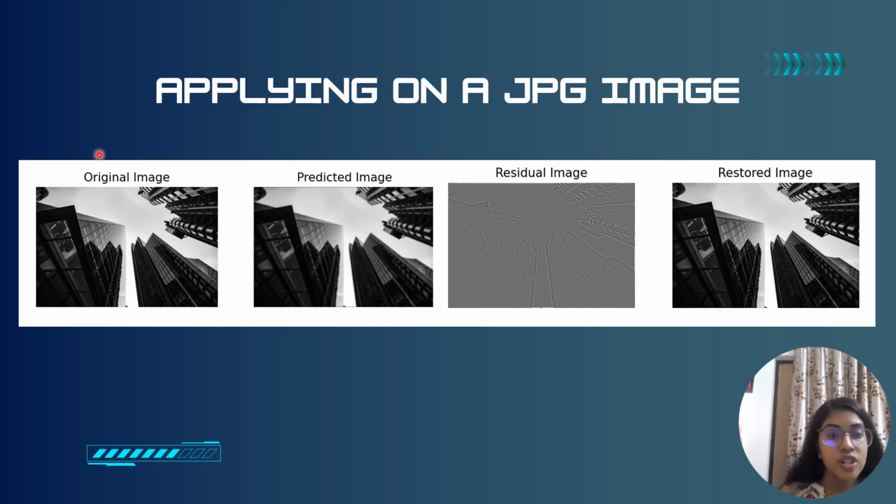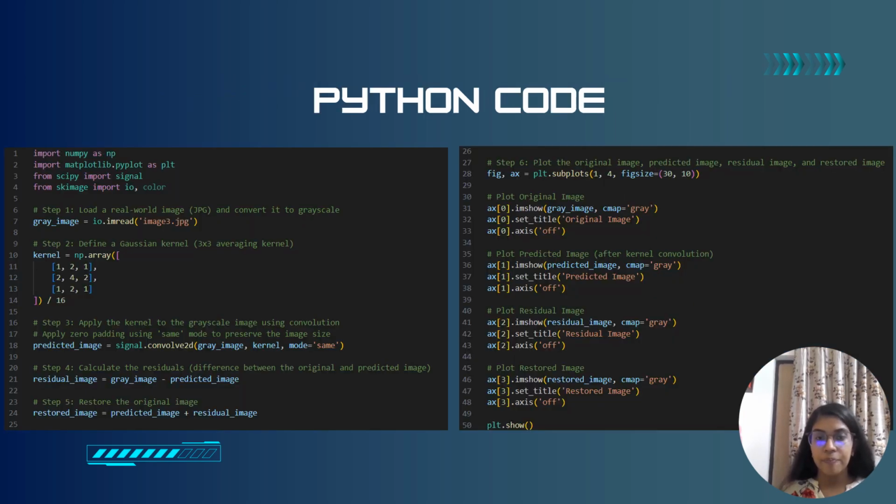This was the original image. This is the predicted image. As you can see, there are some smoothened areas. Even though the difference is very small, it is slightly blurry, and some of the areas have been smoothened. And this is the residual image. As you can see, it stores all of the sharp edges of the image. And this is the restored image, which is obtained by adding these two again.